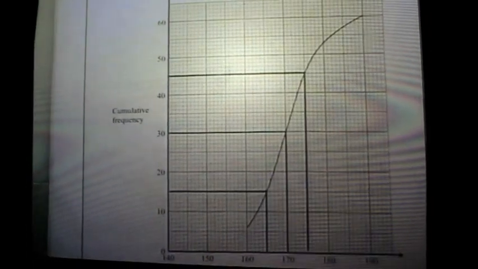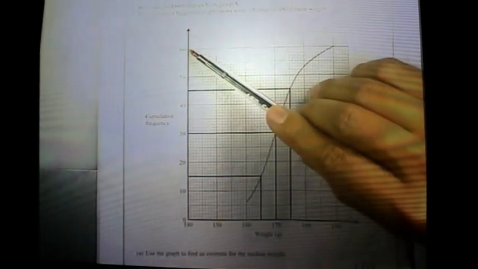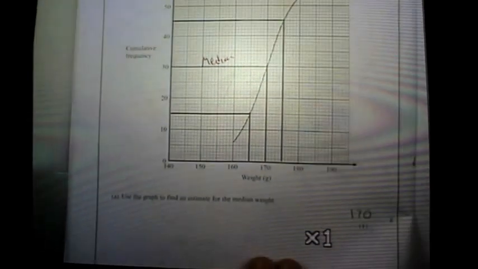Question number 15, cumulative frequency diagram. Just zoom out a little bit so you can see it. There we go. Right, part A, use the graph to estimate the median weight. Well, first of all, you need to recognise it goes up to 60 and starts at 0, so the median is halfway, that is 30. So I'm going to write that on so you can see it, median, and that comes down to 170 at the bottom there. So that is my answer, 170.